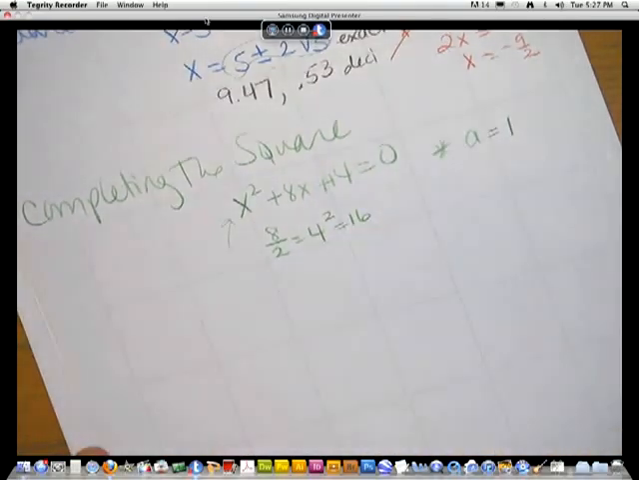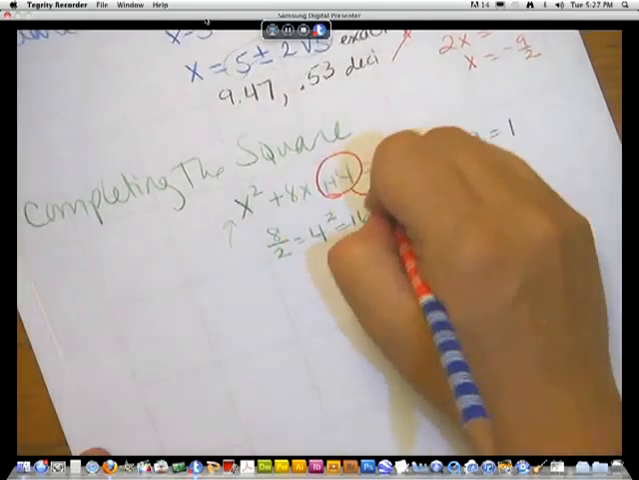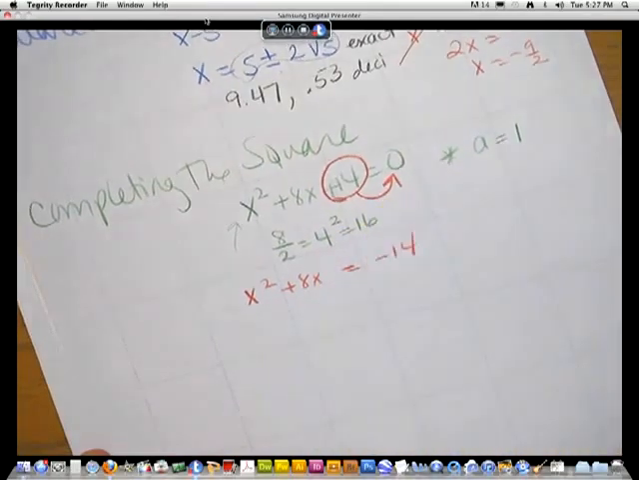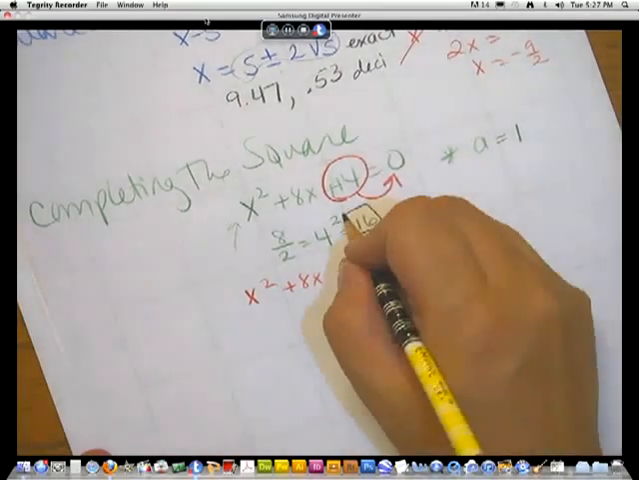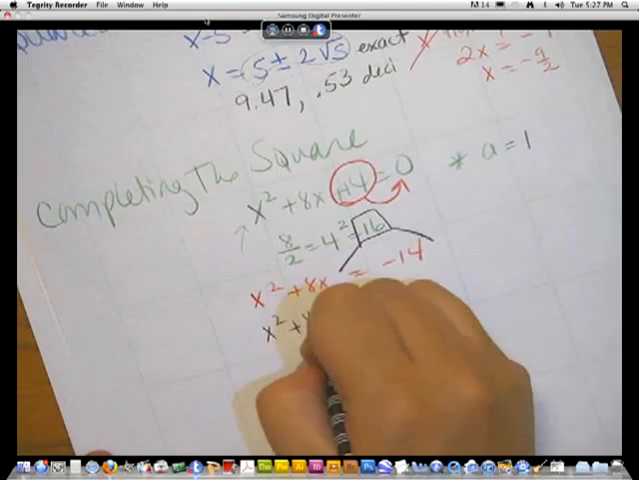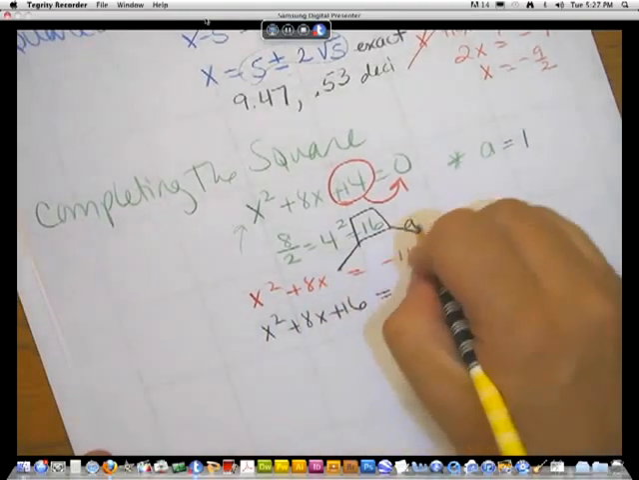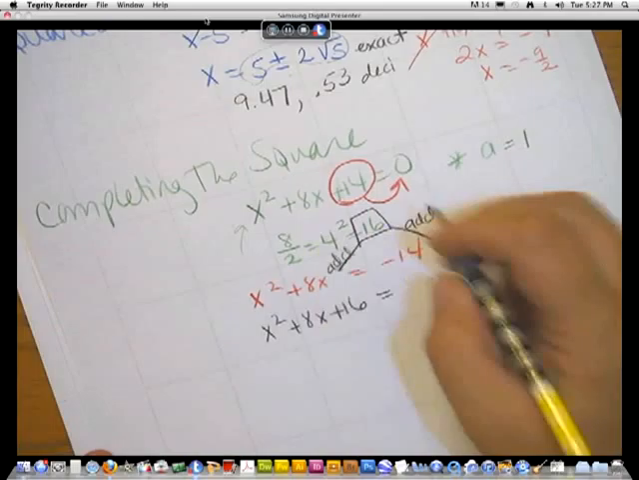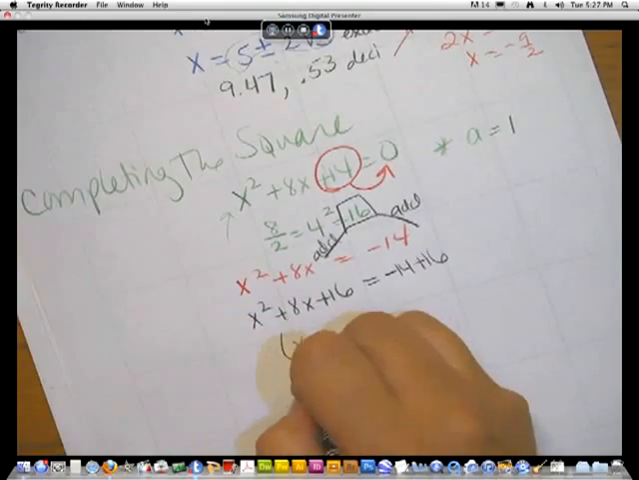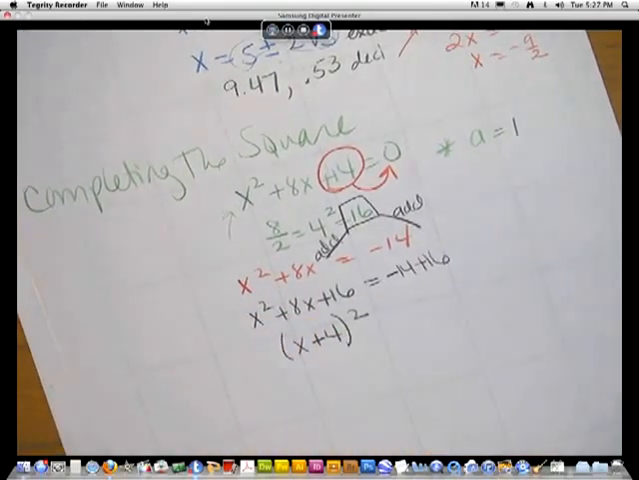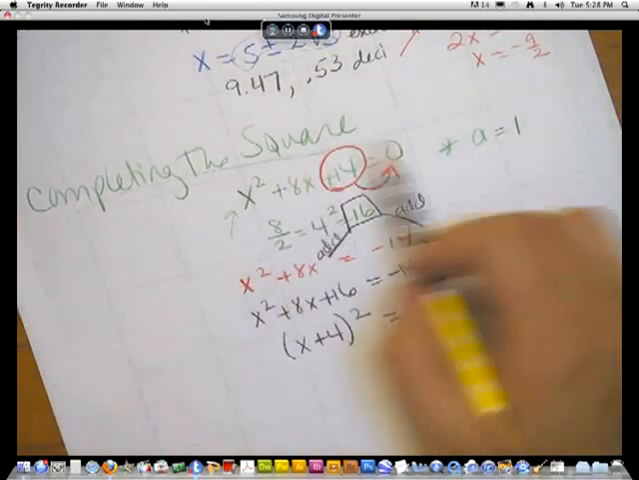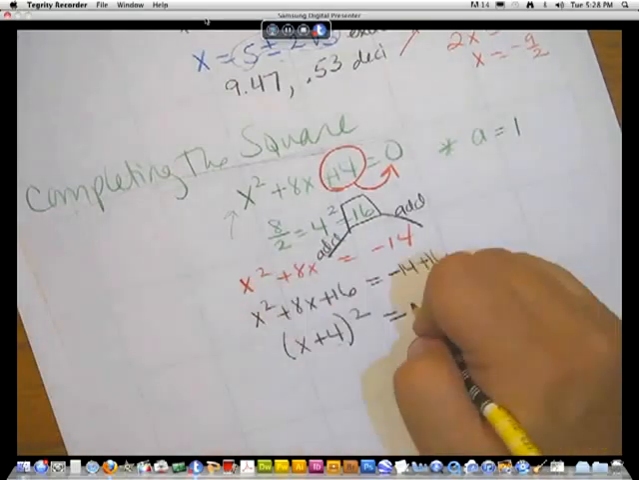We are going to take the constant to the other side. And we're going to put this answer that we got to both sides. So x squared plus 8x plus 16. And it's always add. -14 plus 16. This is always a perfect square. It will always factor into a perfect square. That's the whole purpose of the square, is that this is going to be a perfect square.